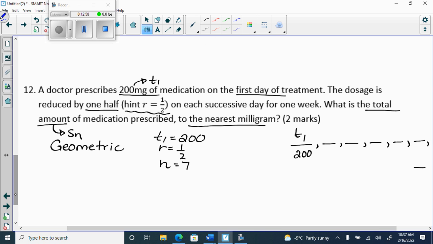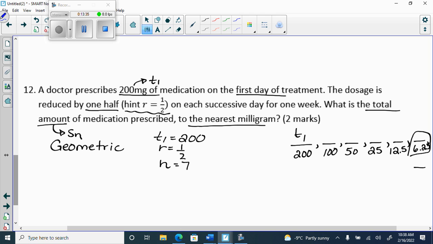All right. So we want to use which one? Let's try it out and see what we get. What's half of 200? 100. What's half of that? What's half of that? What's half of that? We should be getting to 6.25. We agree? For our Tn, if we want to add them all up, what is that?